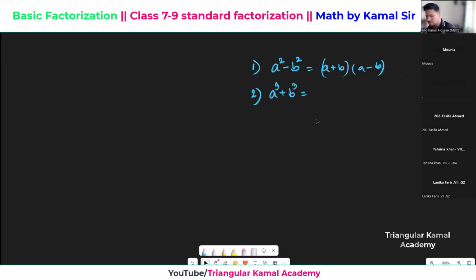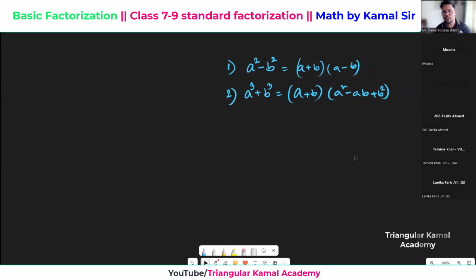Anyone? So this formula is (a plus b) and (a square minus ab plus b square). This is the formula of a cube plus b cube. So now another formula in the same format, number three, a cube minus b cube.